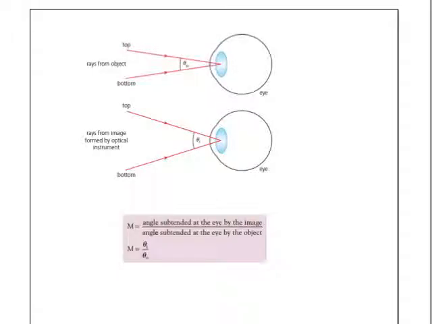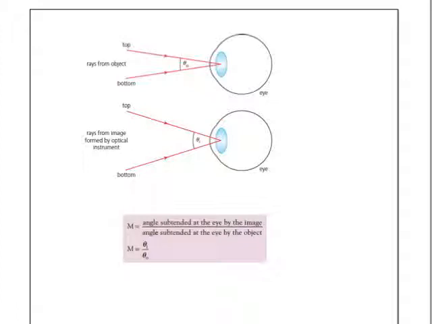In this section, I'm going to derive the expression for angular magnification for a simple magnifying glass in two situations. The first, for when you're looking through a magnifying glass and you can see the object at the near point. And the second situation will be where you see the object at infinity.